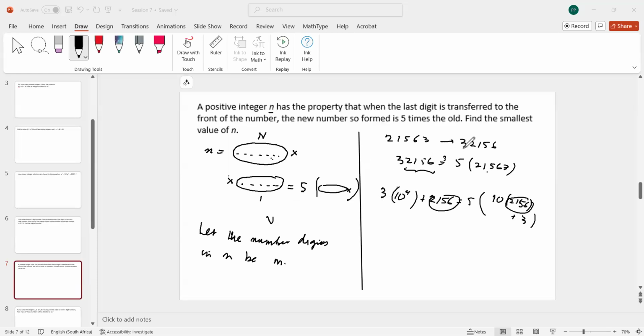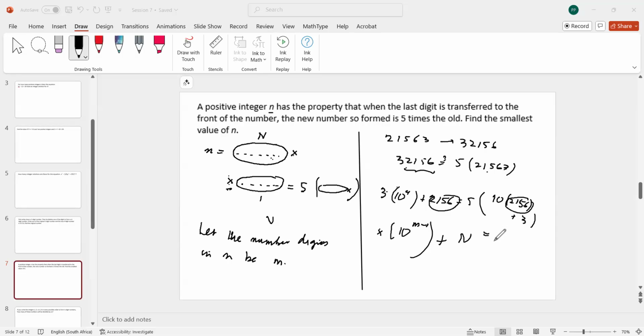Bearing that in mind, this number here, 3, is your x now. So on the left-hand side, you've got x times 10 to the power of, now you've got 4 here. Originally, we had 5 digits. This is 4. So we've got m digits, and now we have to make this m minus 1. That represents the 4 there. And x is the number which was at the end, which you push to the front, plus this number that we are looking at in the front, n, that's your 2156.